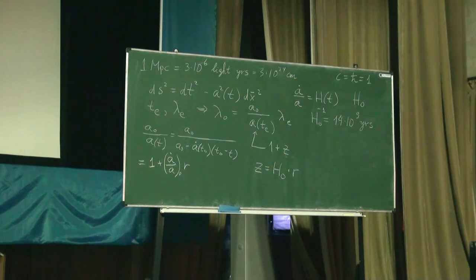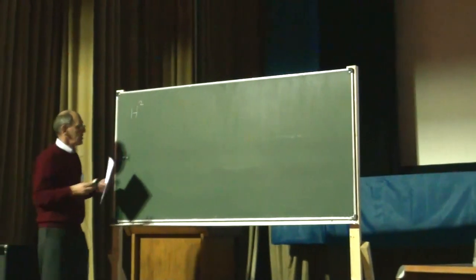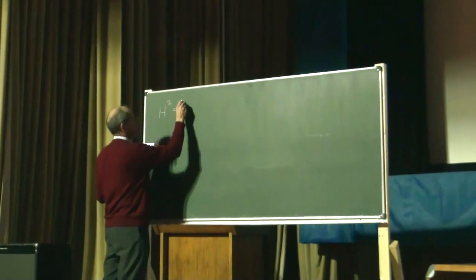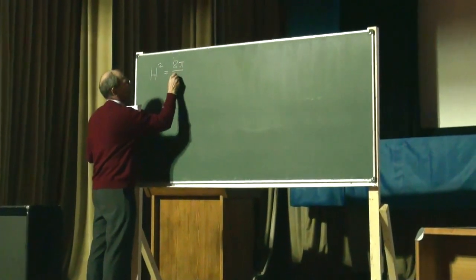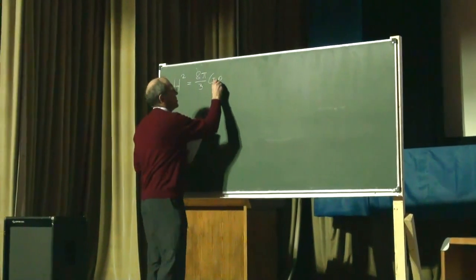Okay, so one measures the Hubble parameter, and then one starts to write formulae. The most relevant formula for a homogeneous universe is the Friedman equation. The Friedman equation relates the Hubble parameter at a certain time to the energy density: 8 pi over 3 G, where G is Newton's constant, and rho is the energy density.